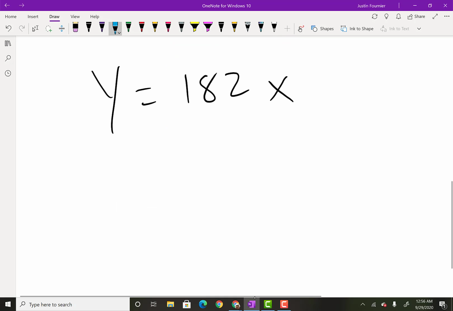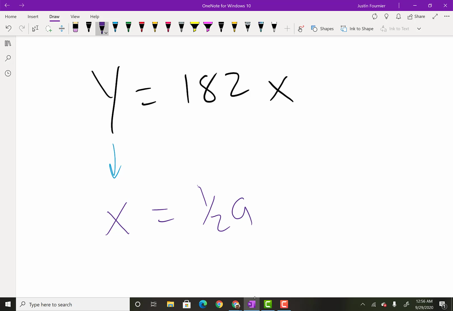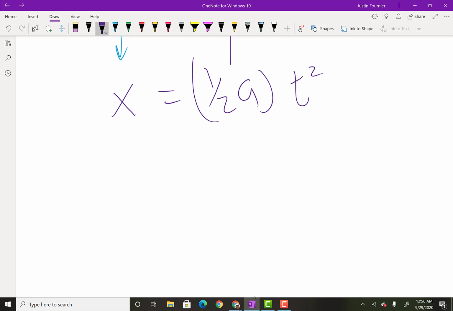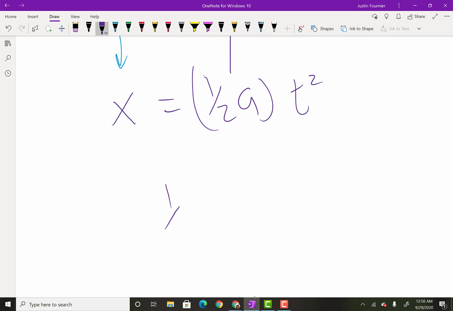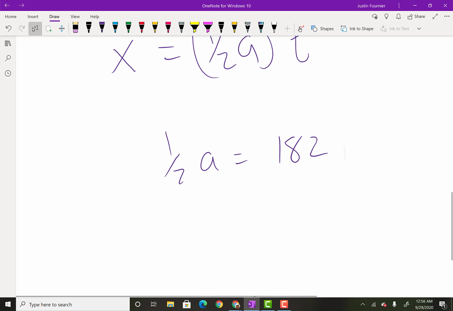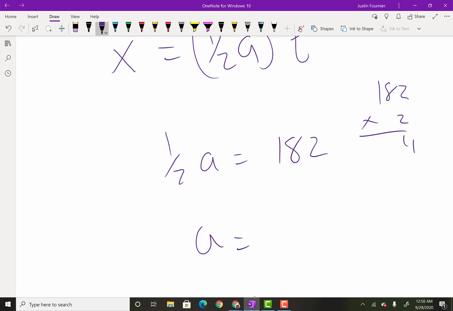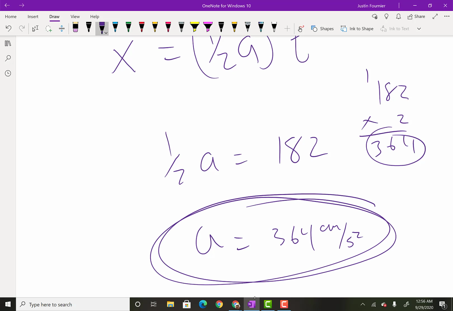But again, remember, y is actually my position. 182 is actually 1/2 times my acceleration. And then x is actually t squared. So in other words, 182 is 1/2 times my acceleration. And so if you set those two things equal to each other, 1/2 times the acceleration equals 182, you'll get that the acceleration is equal to, well, twice 182. 364, about 364 centimeters per second squared, which should be what most of you got for your accelerations back at that ramp lab. Somewhere around there. It might not be 100% exact, but it should be somewhere around there.